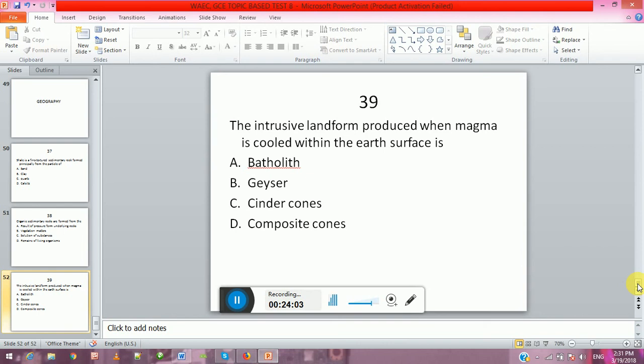The intrusive landform produced when magma is cooled within the Earth's surface is A, batholith, B, geyser, C, cinder cones, D, composite cones.